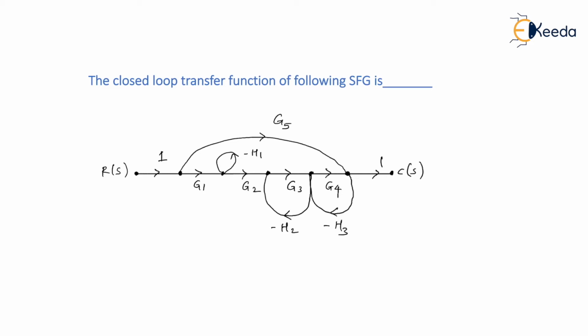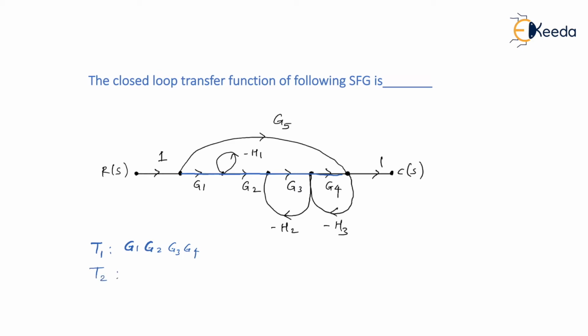Before we move to the closed loop transfer function formula using Mason's Gain formula, we will first see how many forward paths are there, how many loops are there, how many two non-touching loops, and how many three non-touching loops exist. Let us see. So here the first forward path I can go for is G1, G2, G3, G4. Look at the second forward path.